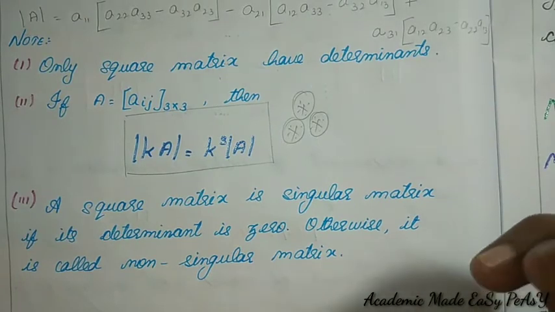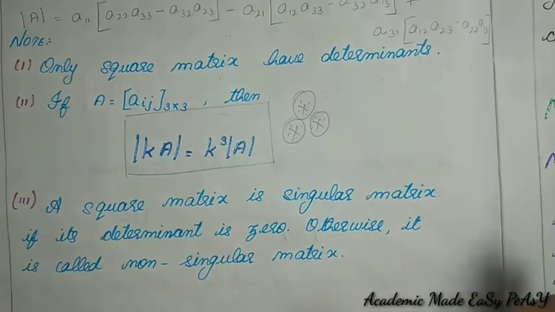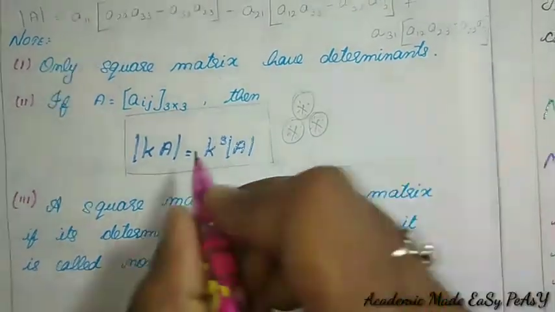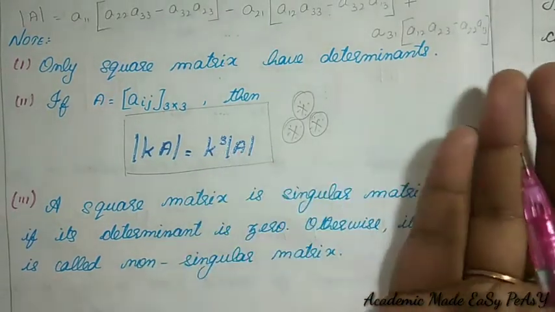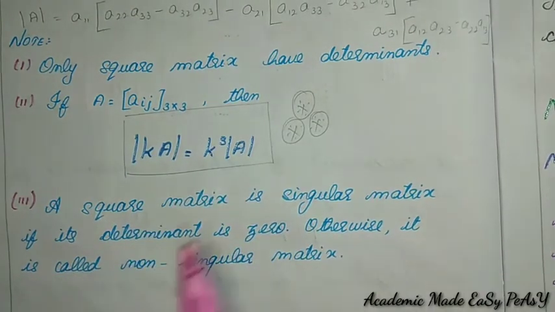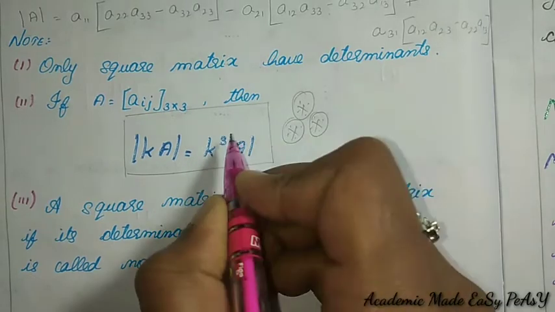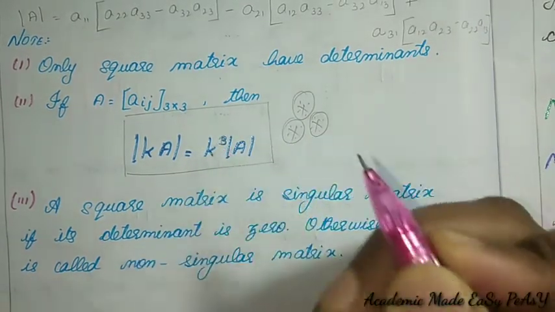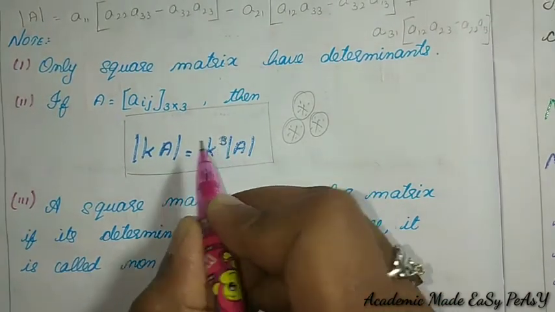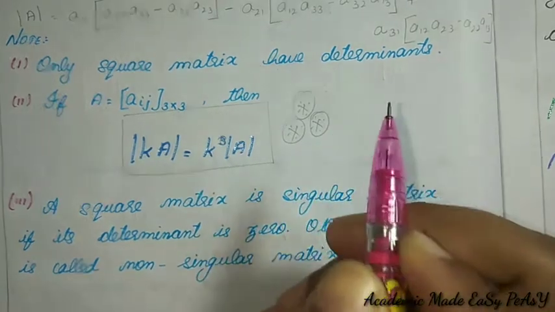First you have to know: determinant of K times A, where K is some constant. When we take a 3 by 3 matrix, and take this K out of the determinant, the constant becomes K cube. When it is a 3 by 3 matrix, it will become cube. So determinant of KA is equal to K cube into determinant A.